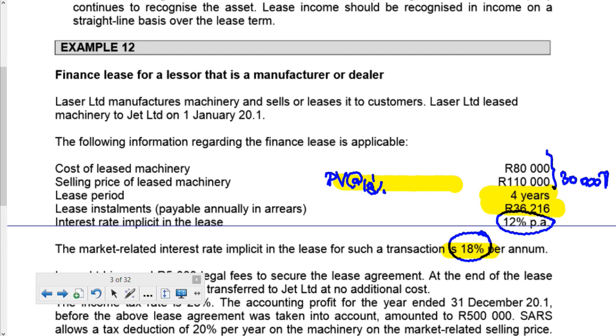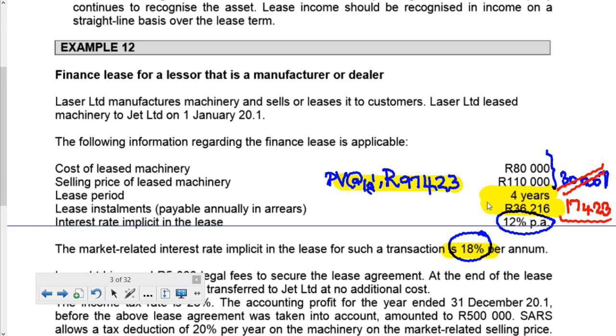97,423. So, actually, what we've done is we've sold an asset for 97,423, isn't it? We've sold an asset for 97,423. We're going to receive the money in 4 installments, 36,216 per annum, at a market interest rate of 18%. And so the profit that we've made is not 30,000 Rand. The profit that we've made is only 17,423.